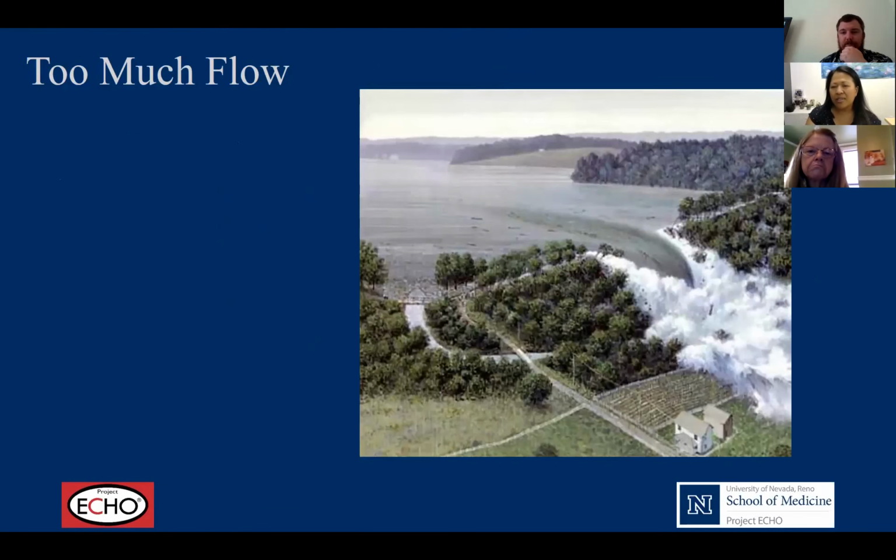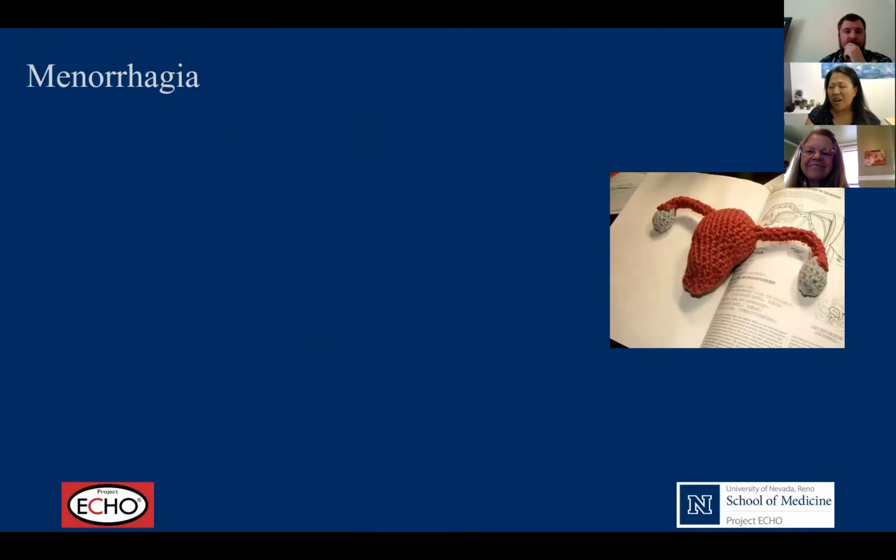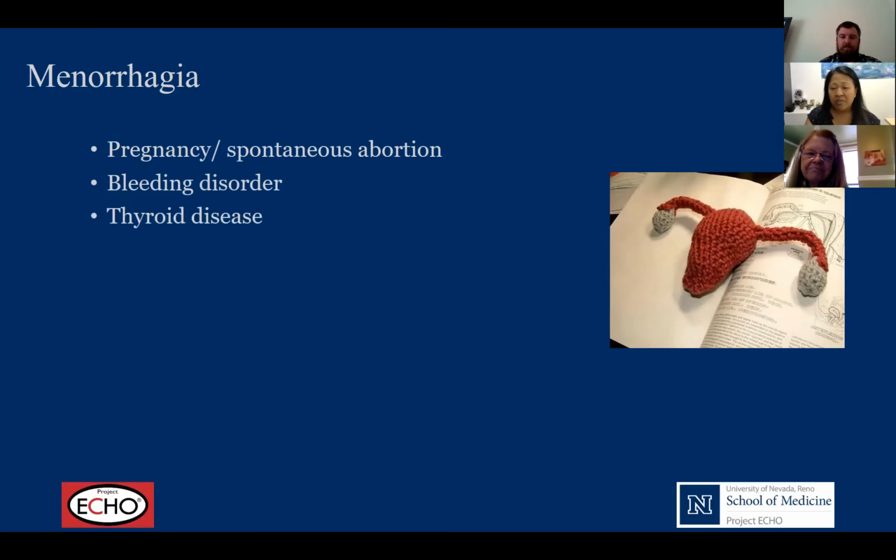All right, so this is the picture in my head when I think too much flow. The dam is broken, okay? And so menorrhagia, and by the way, there are so many medical terms you can use. If you can't remember what they mean, either look them up or just use descriptive terms, okay? So this girl, I hopefully all agree, is bleeding a lot. So in your differential is pregnancy with a spontaneous abortion. She could have a bleeding disorder. Thyroid disease is always part of the differential.